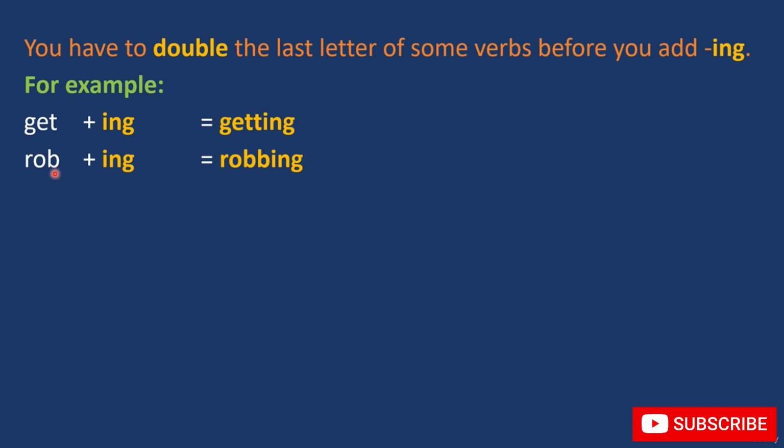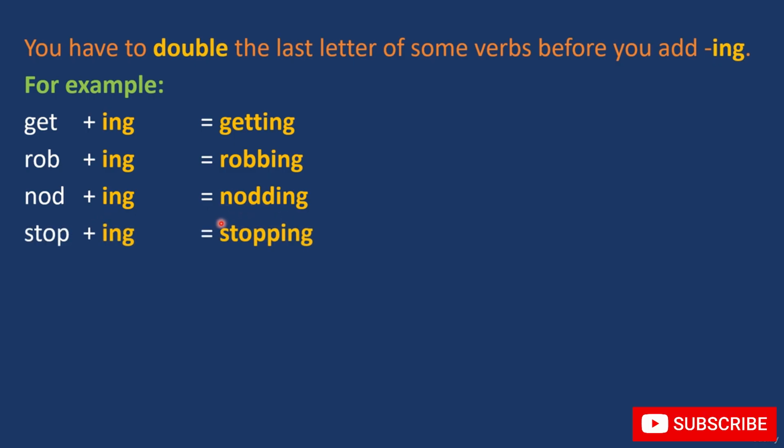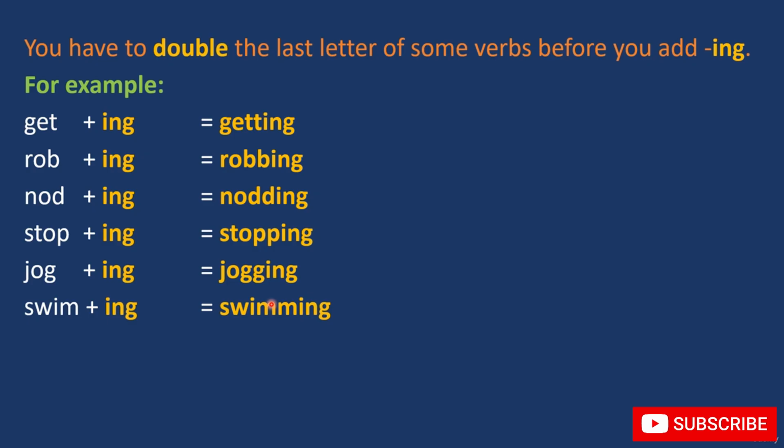Another one, rob plus ing will be robbing, bb. Nod plus ing will be nodding, dding. Stop, stopping, pping. Jog, jogging, the same. Swim, swimming.